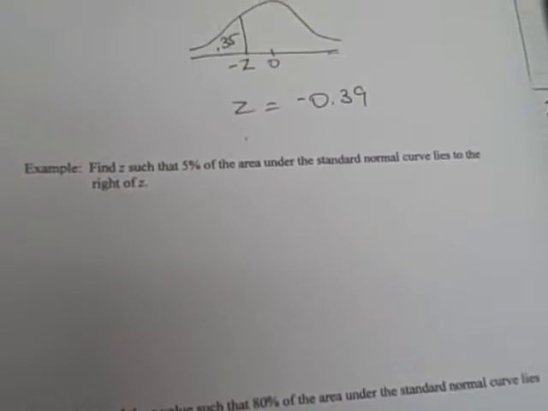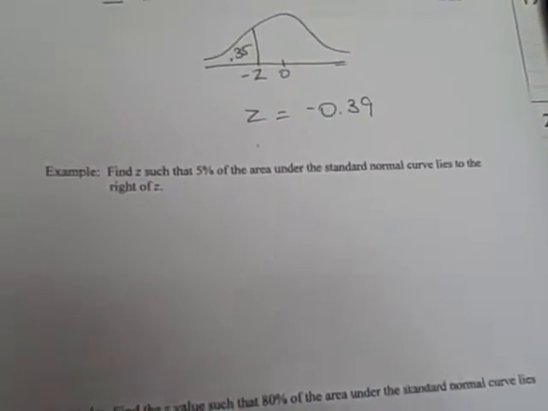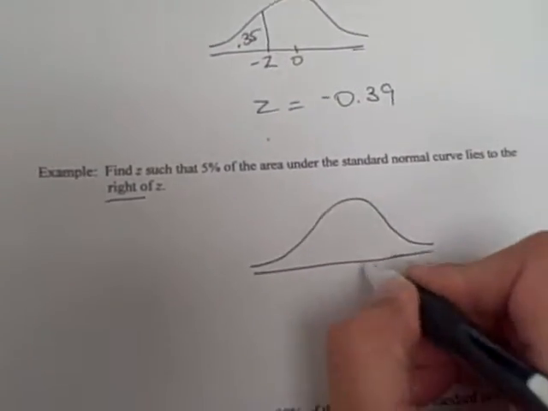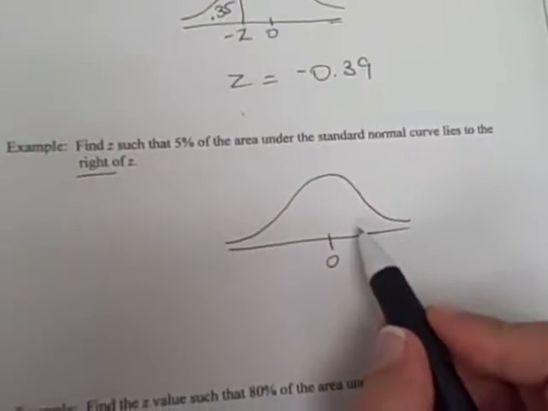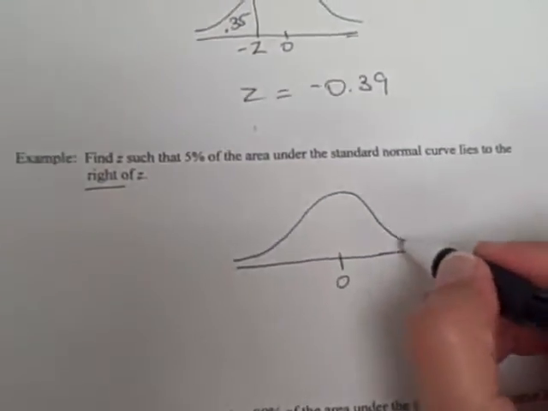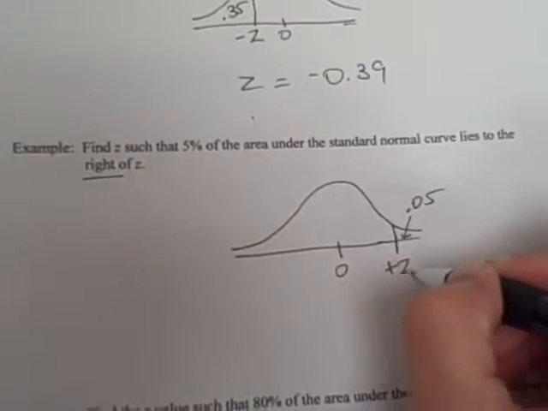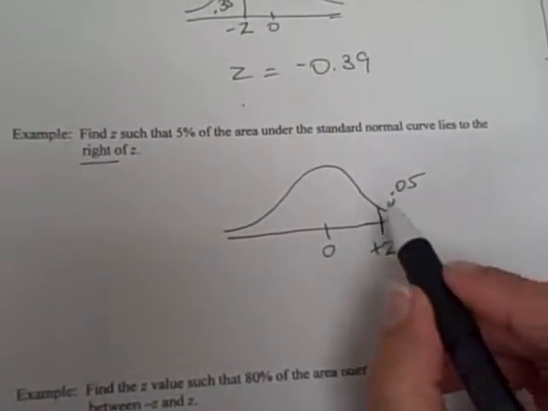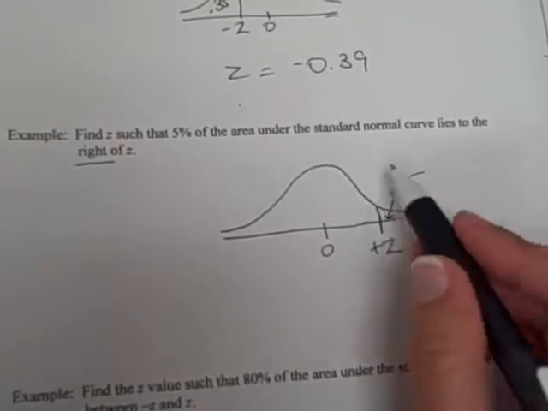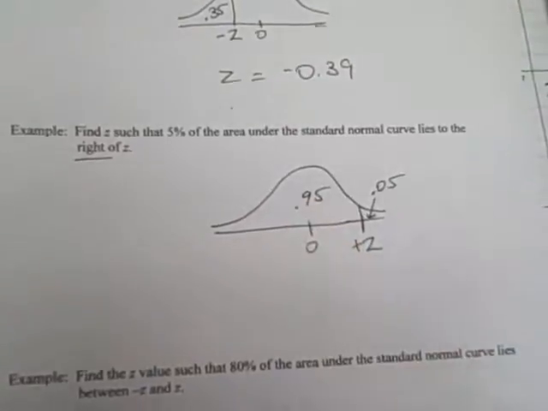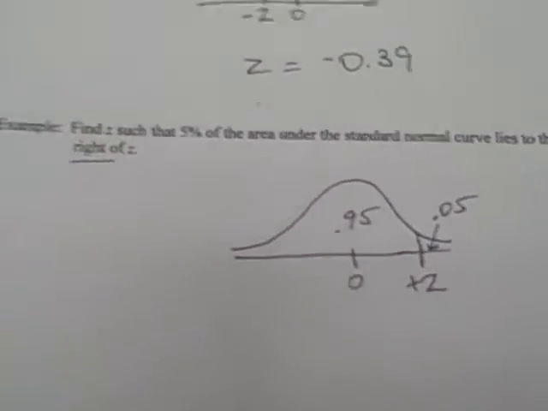Find z such that 5% of the area under the standard normal curve lies to the right of z. So again, I'm right here, 0's in the middle, 50%'s to the right. If I only want 5% to the right, then I've got to be way up here somewhere at a positive z. Now my table gives us area to the left. So if I want the z that's got 5% to the right, it's the same as the z that's got 95% to the left. So I'm going to go to my positive z side, and I'm going to get as close as I can to 0.95.